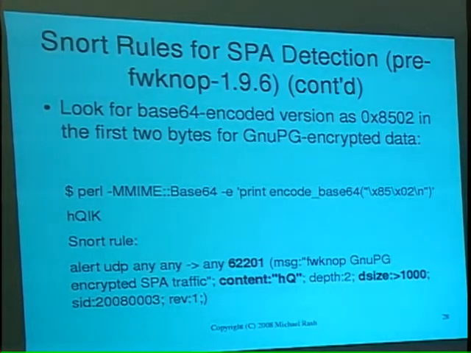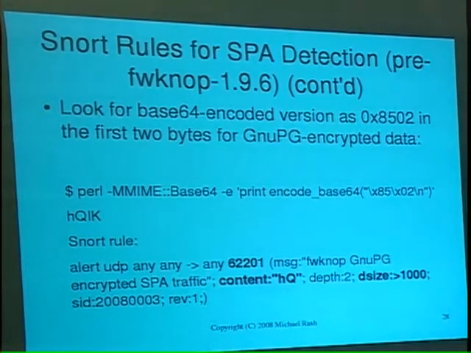So we can also do a similar technique for GNU PG encrypted data. If you look at the magic database used by the file command, you'll see that it infers that any file that begins with hex 8502 corresponds to data that's been encrypted with GNU PG, and the base64 encoded version of that is this nice HQ string.